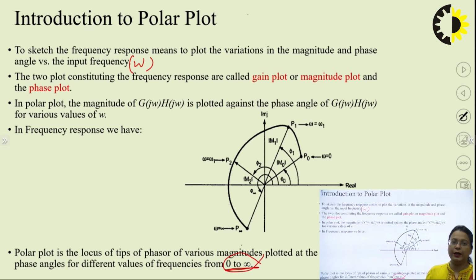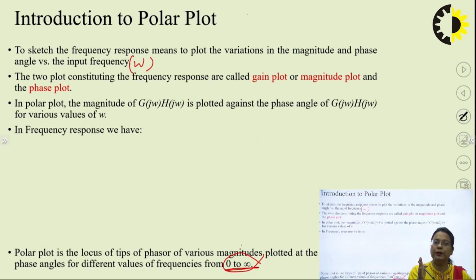Although frequency can vary from minus infinity to infinity, the polar plot can be divided into two parts. When the frequency varies from 0 to infinity, it is called the direct polar plot, and when the frequency varies from minus infinity to 0, it is called the inverse polar plot. So when I am talking about the polar plot, I am talking about the direct polar plot, and in all the cases generally we will talk about the polar plot, that means frequency will vary from 0 to infinity.